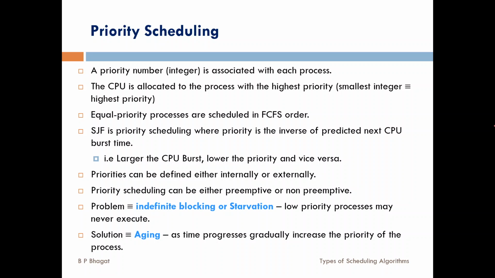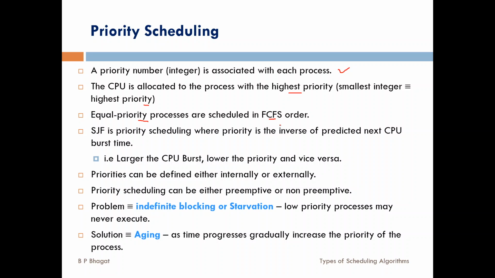In the priority scheduling algorithm, a priority is associated with each process. So, the CPU is allocated to the process with the highest priority. That means the smallest integer number will have the highest priority. Then, for example, if equal priority processes are scheduled, then the execution takes place in the FCFS manner, that is first come first serve.